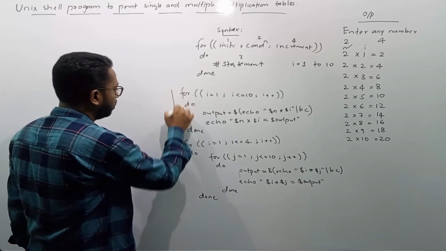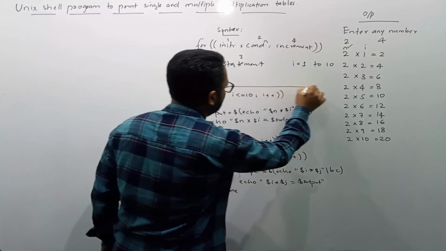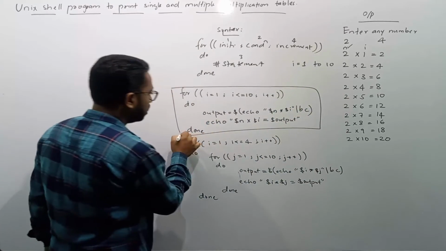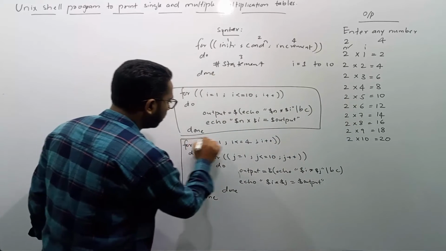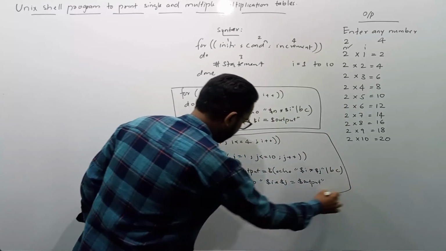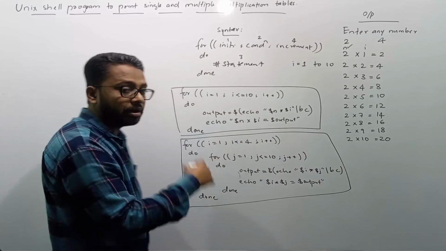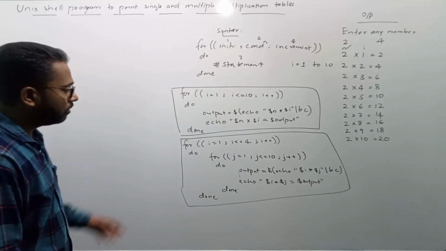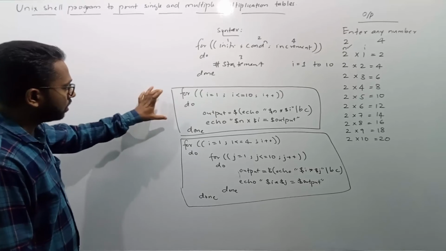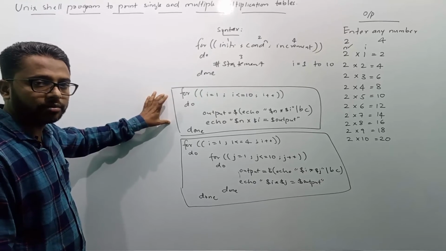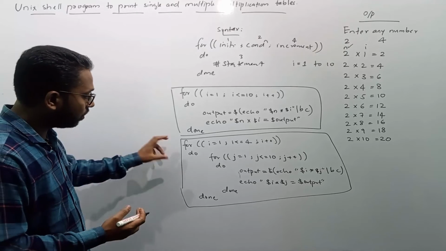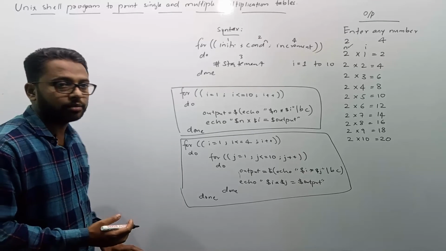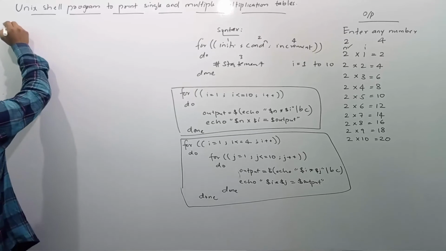So this portion is used to create the single multiplication table, and this code is used to create the multiple multiplication table. Now I will write down the code for the single multiplication table, and then you can try it out by yourself for the multiple multiplication table. So I will start writing that.